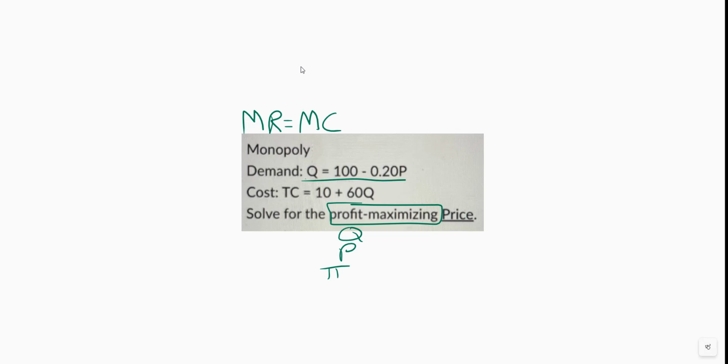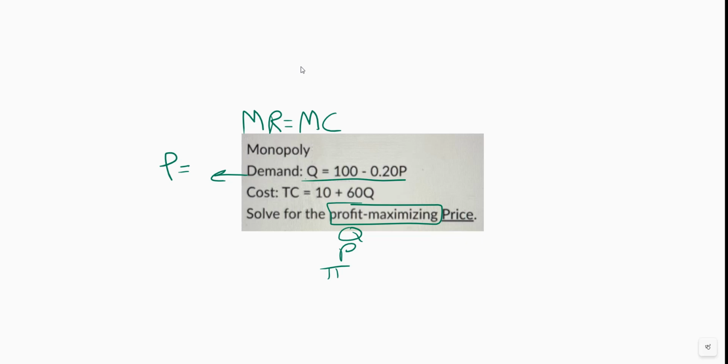It's easiest if you rearrange it so that we get an inverse demand function. You'll hear that in a lot of classes. An inverse demand function is just anything where the price equals something. Here it's quantity equals something. So I need to rearrange that. So let's do that.